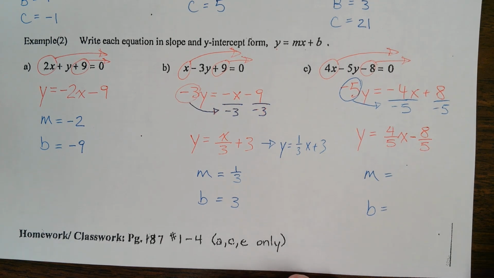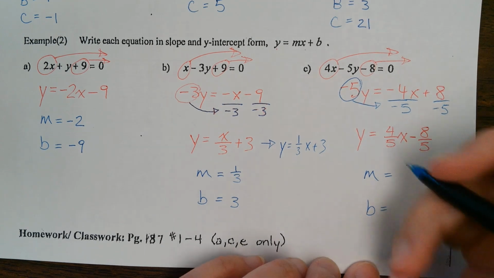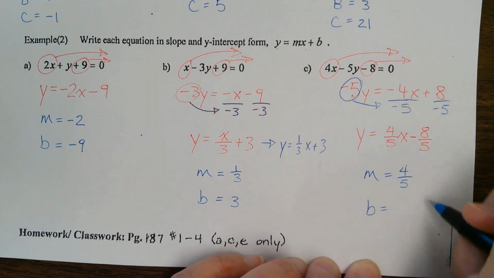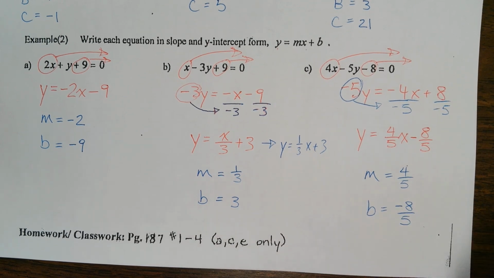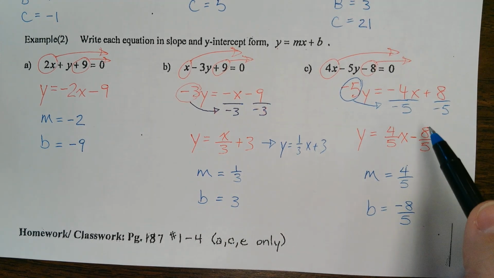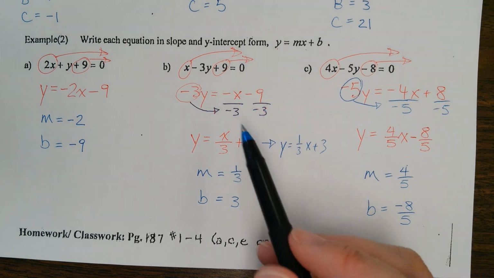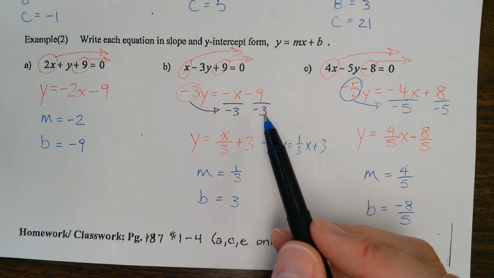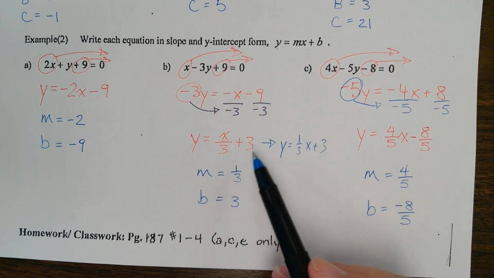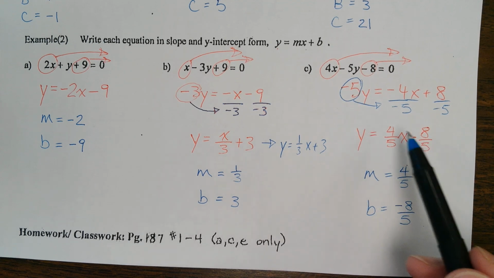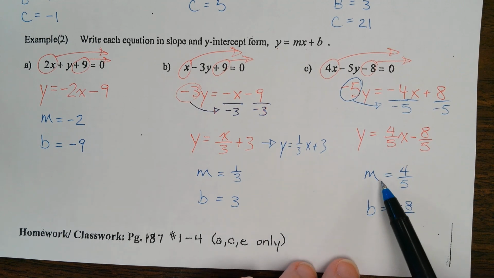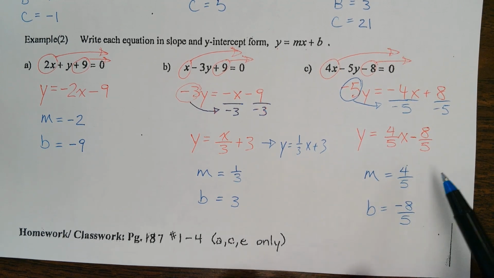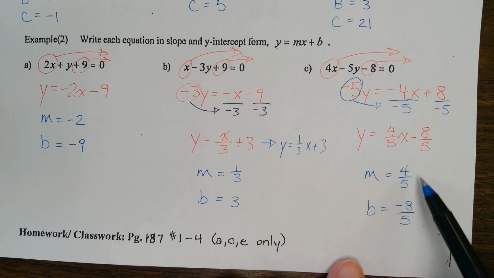Kira, you can answer this one. 4 over 5. Good. That's my M. And B is? -8 over 5. Perfect. Okay. Keep it as a fraction unless it's divisible. So for example, right here, -9 divided by -3, that's divisible. So then you would reduce it. Otherwise, keep it as a fraction. It's okay to have a fraction, especially for slope. Do not change it to a decimal because I want to see my rise and my run.